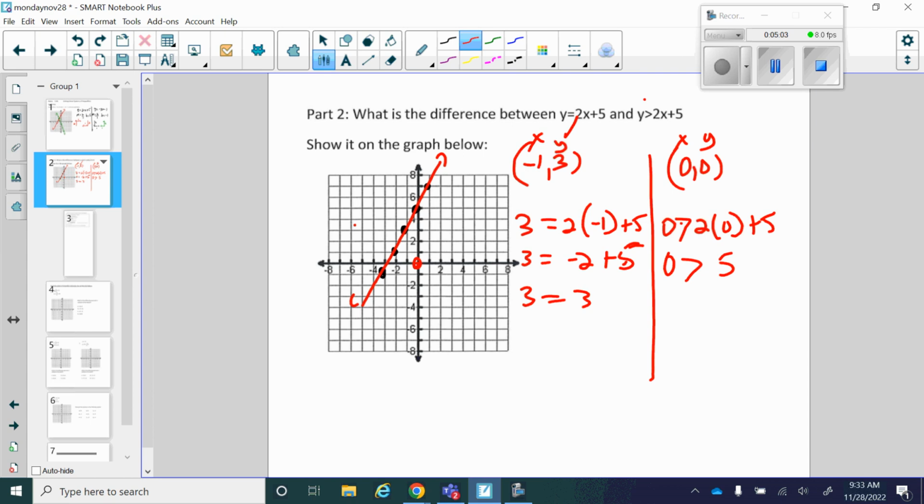Now let's pick another point. So it has to be on this side. And we can prove that by picking, say, this point right here, which is -5, 0. So again, my y is 0, is 0 greater than 2 times -5 plus 5? 2 times -5 is -10, plus 5 is -5. That is a true statement. So my solutions are on this side. Any point you pick over here will satisfy this inequality. So that's the big difference.